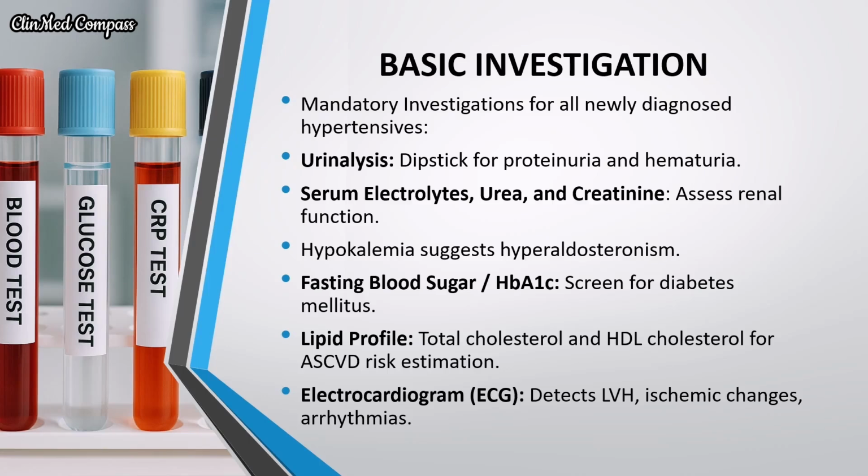Fasting plasma glucose or glycated hemoglobin helps to screen for diabetes mellitus, a common comorbidity. Lipid profile is also very important. You measure the total cholesterol and high-density lipoprotein cholesterol to estimate atherosclerotic cardiovascular disease risk. Then, electrocardiogram. This detects left ventricular hypertrophy, ischemic changes, or arrhythmias. These tests form the foundation for risk assessment and treatment planning.